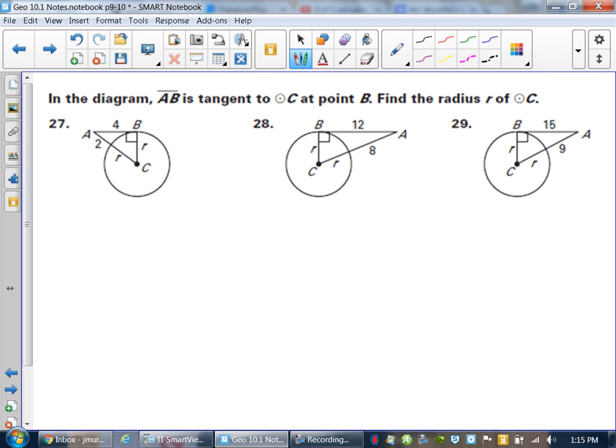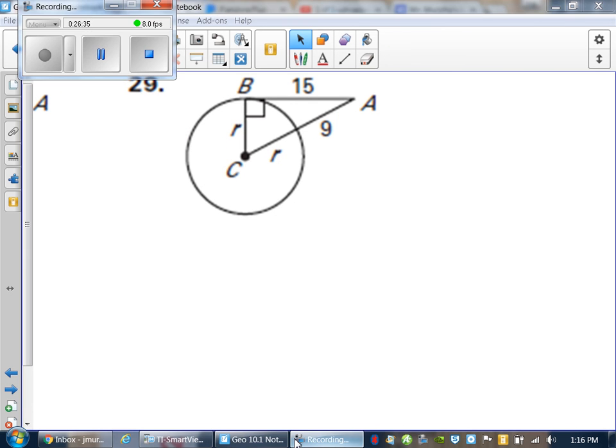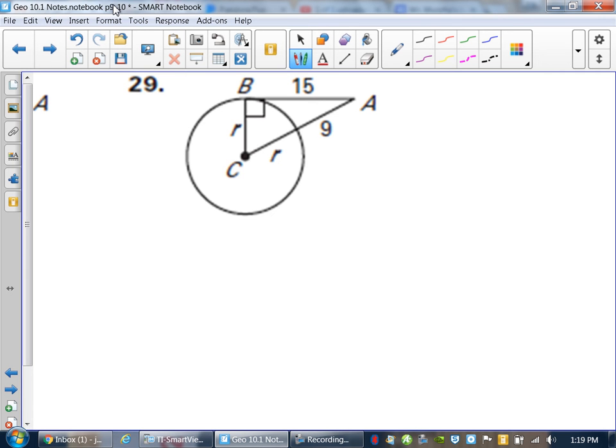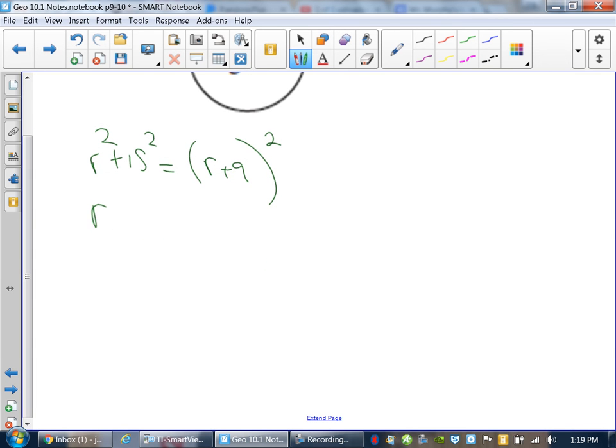So, do that one real quick. Here, so let me fly through this. You get r squared of 15 squared, then r plus 9 quantity squared. Are we okay with that? FOIL everything out. We're going to get r squared, a 225, is r squared, 18r, and an 81. R plus 9, FOIL out, you get 18r in the middle.